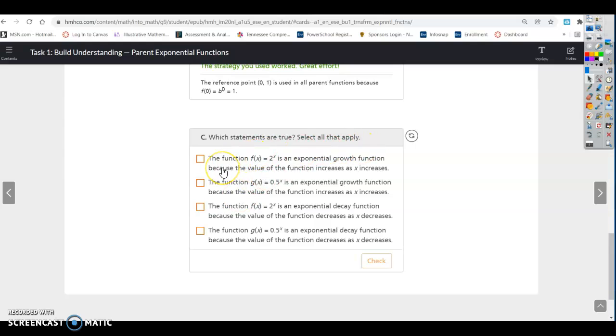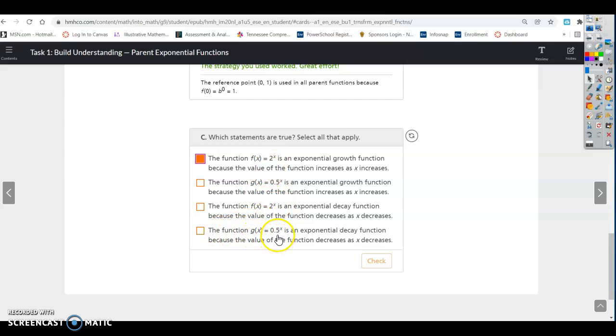So it says which statements are true. Select all that apply. The function f of x equals 2 to the x is an exponential growth because the value of the function increases as x increases. That's true, and when b is greater than 1, this is exponential growth. It says that the function 0.5 to the x is exponential growth. We don't need to go any further because we know 0.5 is between 0 and 1, so this one would be a decay instead of growth. This one says the function 2 to the x is a decay. That's not true. We've already determined it was growth.